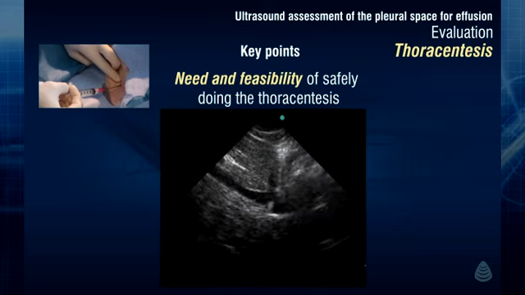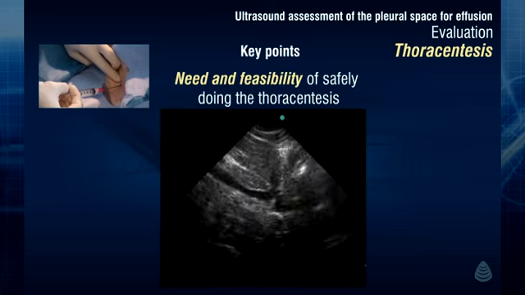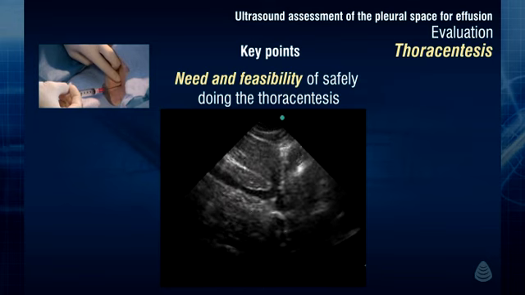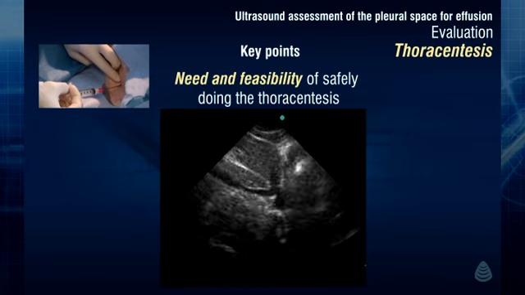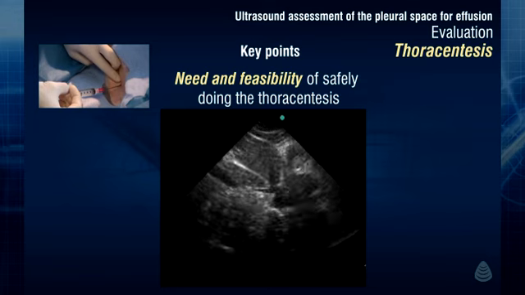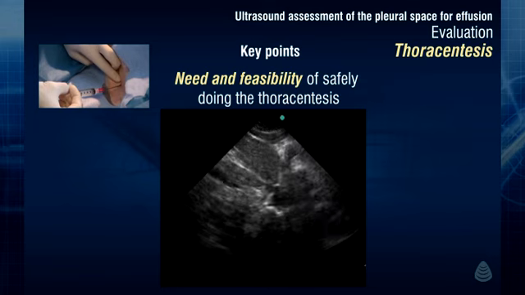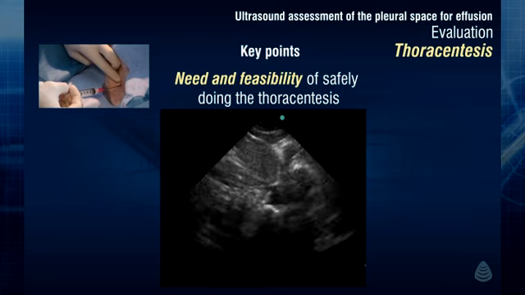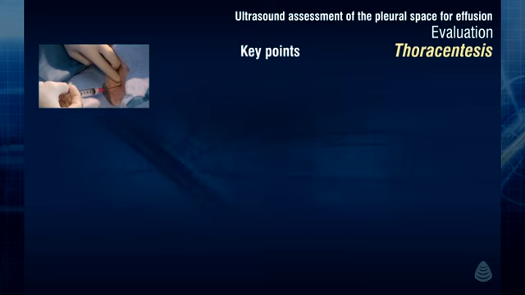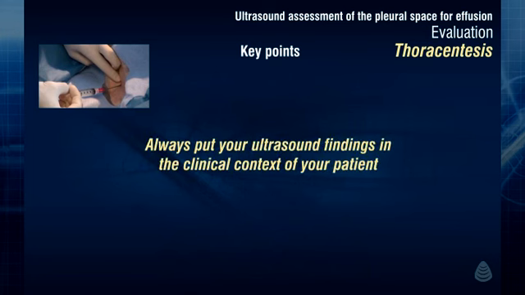This is analogous to finding a small collapsible inferior vena cava in a patient with no tachycardia, a normal urine output, and a normal blood pressure. The sole finding of a small inferior vena cava would not necessarily dictate giving volume to such a patient. So always remember to put your ultrasound findings in the clinical context of your patient when you're considering performing a thoracentesis.